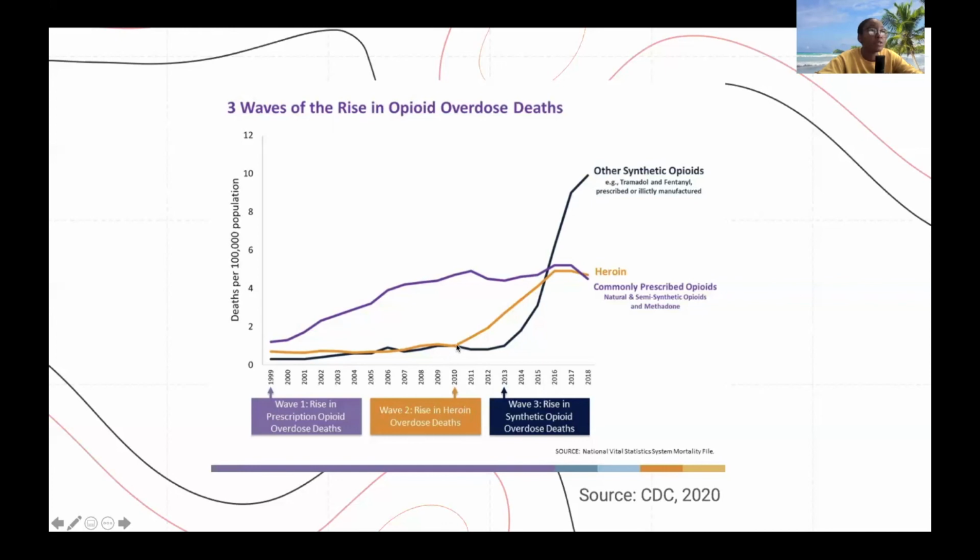This probably has to do with the fact that doctors were realizing how much prescription opioids were contributing to the opioid epidemic. And then when people could not get opioids as easily anymore, they switched over to heroin.